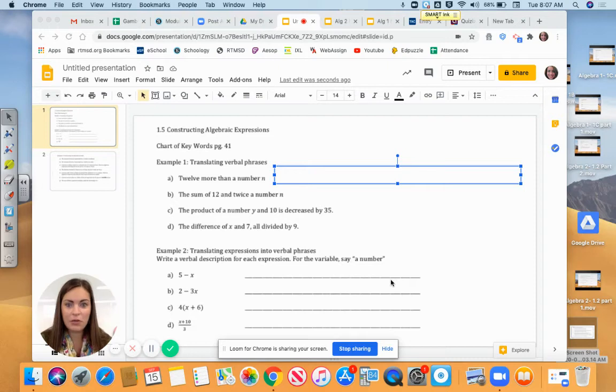I thought it would be easier for me to do the lesson this way today because there's a lot of writing, so it's easier for me to type than write on the smartboard. So today we're learning section 1.5, constructing algebraic expressions.